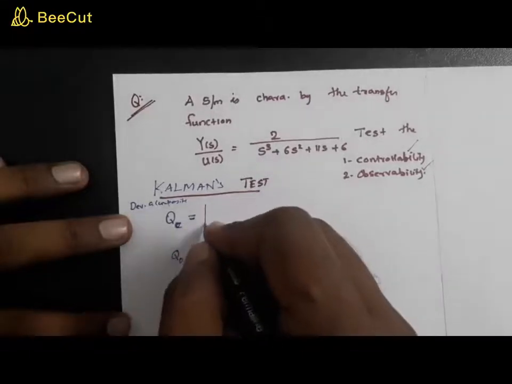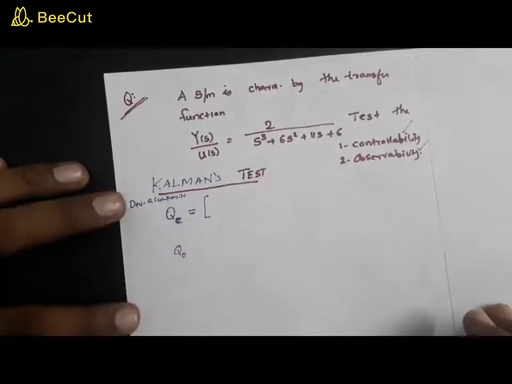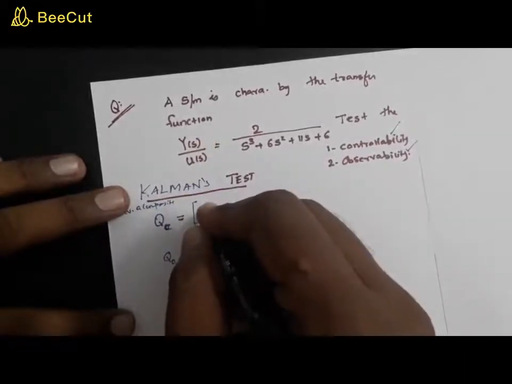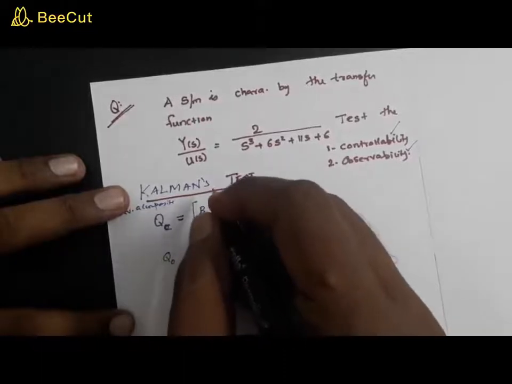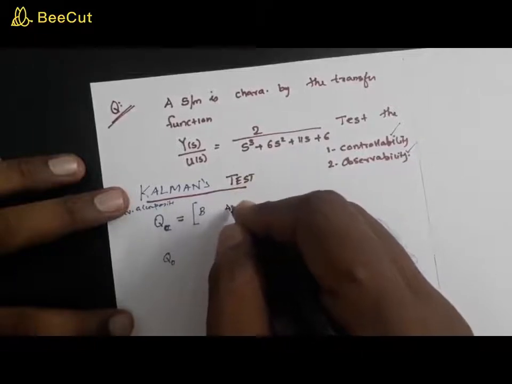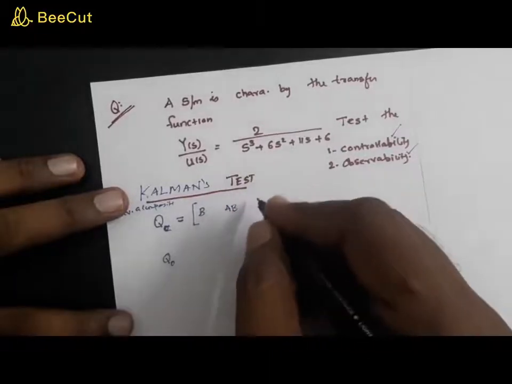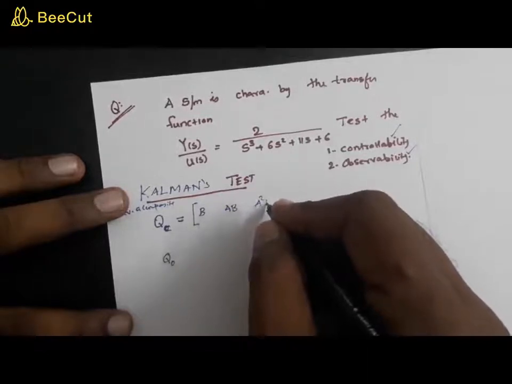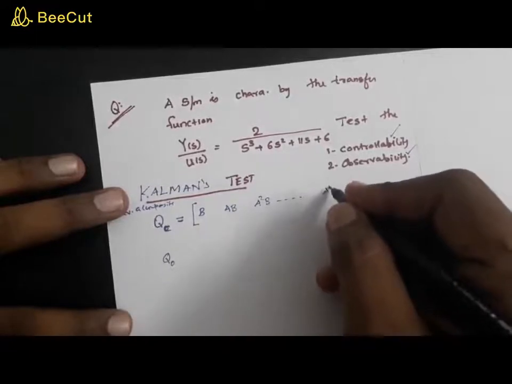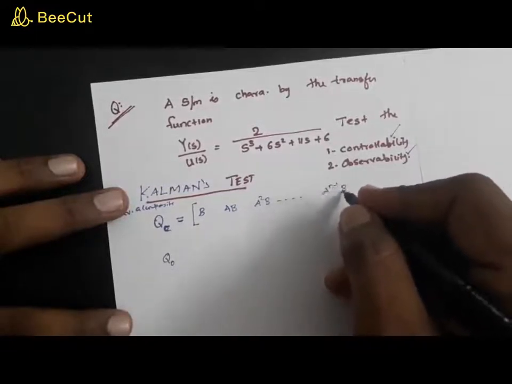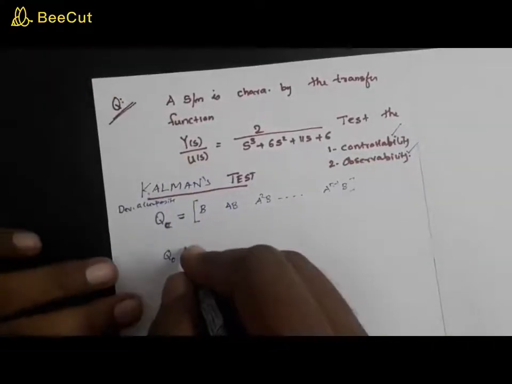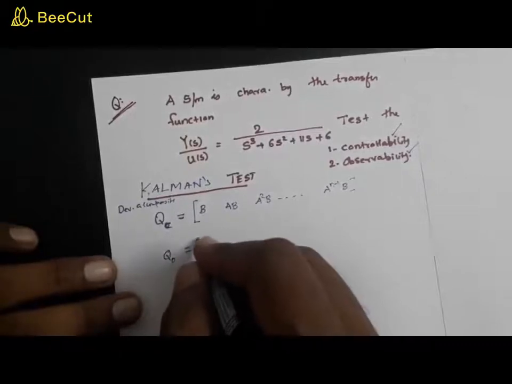Now QC is given by, each column will be dictated by, say, the matrix B. We know what B is. B is the input matrix, and then you have AB, where A is the system matrix. Then it will be A square B, and it goes on like that, A cube B, up to A to the n minus 1 B.